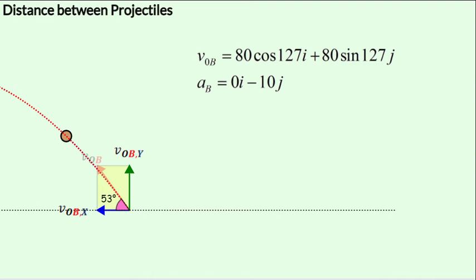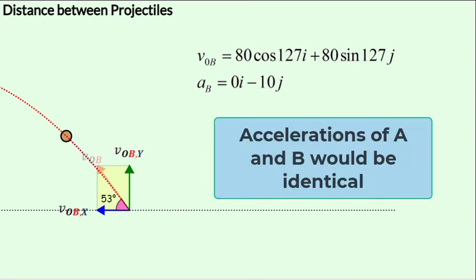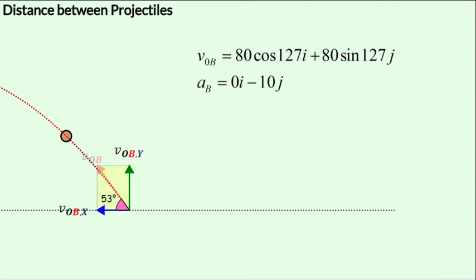The acceleration acting on the projectile will be only the acceleration due to gravity, which can be expressed as minus 10j. And there will not be any acceleration along the x direction or the i direction. So the acceleration of B will be identical to the acceleration of A. Now that we have obtained all the displacements, velocities and accelerations of A and B, let's proceed to attach the frame of reference to A and compute all the values of B with respect to A.